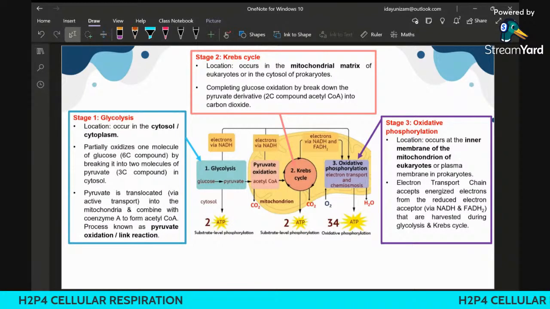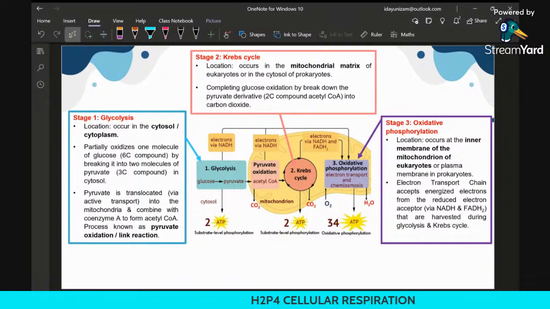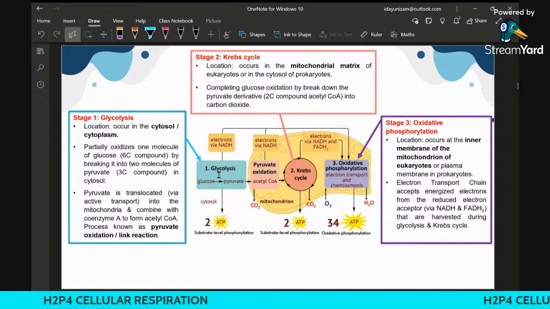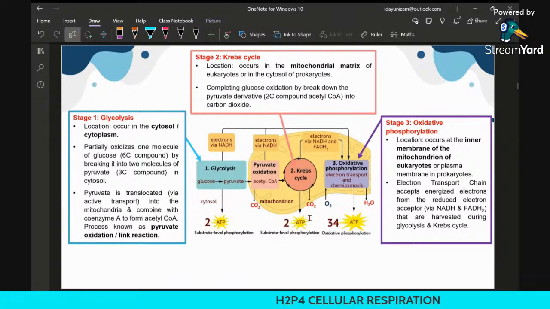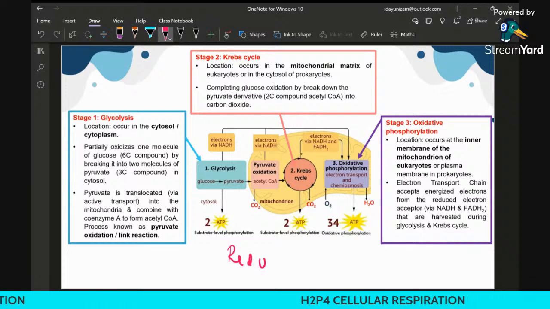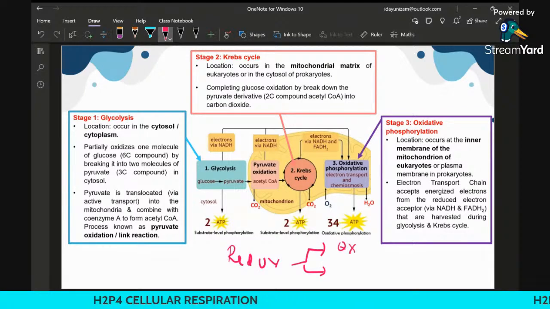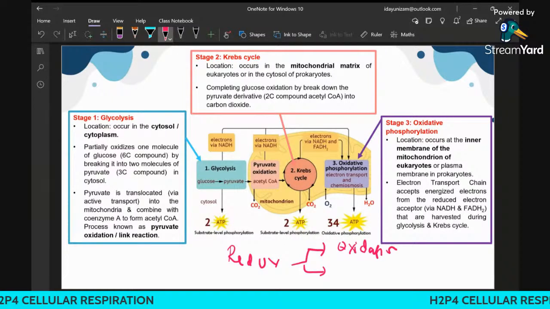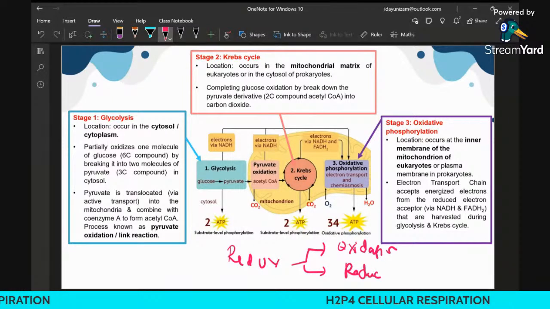Under the chapter on cellular respiration, you learn about biochemistry, where it will involve all the enzymes as well, and also the process of redox reaction. When teacher mentions redox reaction, you can automatically apply it from your chemistry lesson. It means it involves oxidation and reduction.